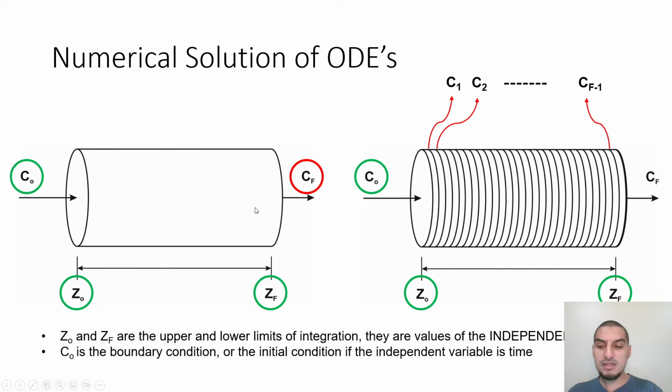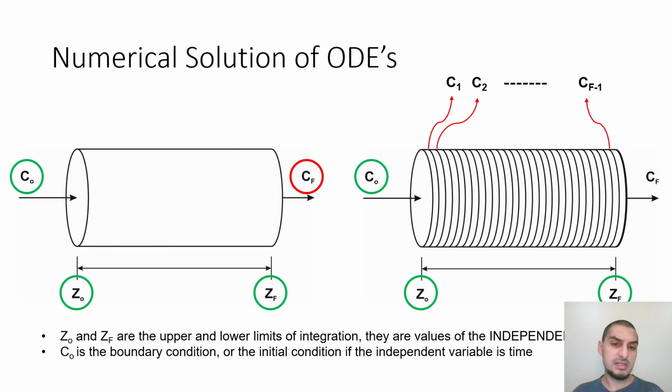In this case, C node, Z node and ZF are the upper and lower limits of integration, and these are the values of the independent variable. C node here is called the boundary condition, because it is the condition that I know about the boundary, the end or the start of the integration.